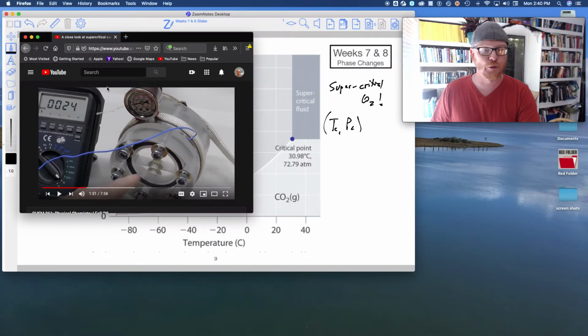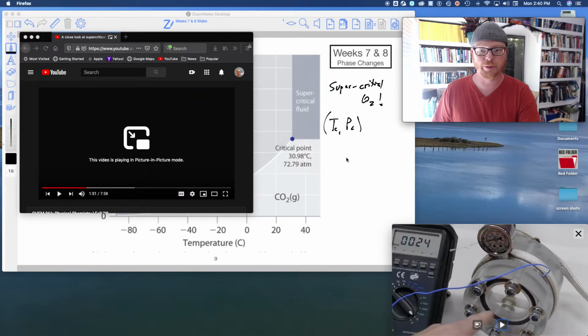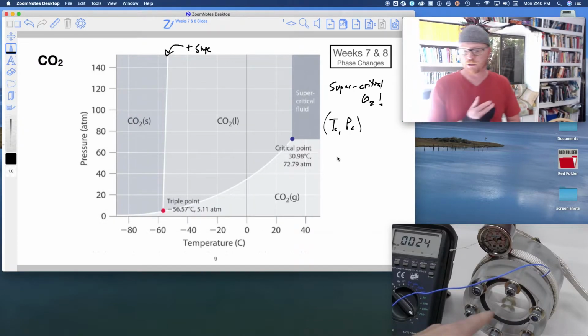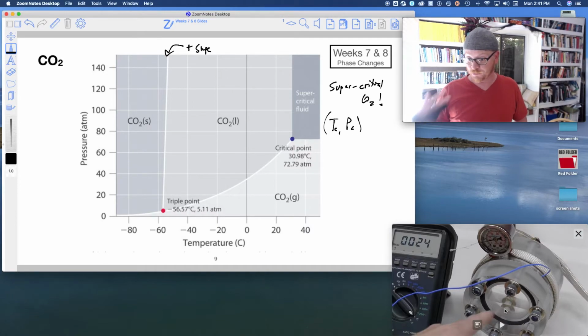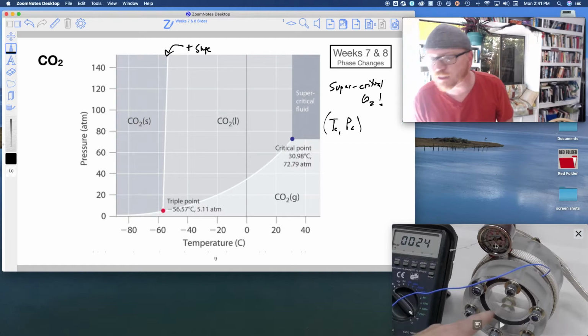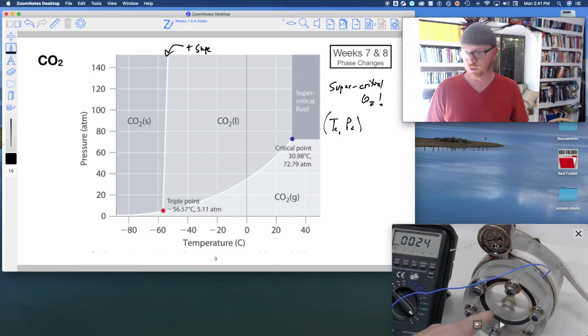I'm not going to play the full video, but I did add this to our playlist and on my YouTube channel. I'll just describe what this guy's got going on. He's got a chamber filled with liquid CO2 as well as gaseous CO2. You can see that liquid line right there, and above that liquid is vapor, CO2 gas, right? He's got a thermocouple in there. Right now this chamber is 24 degrees Celsius. It's really hard to see what the pressure is on that scale, but it's sufficiently large that he's going to be able to make the supercritical CO2.